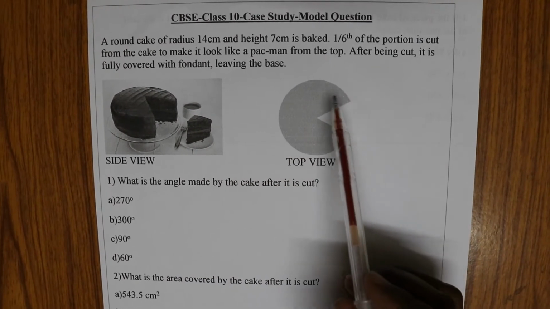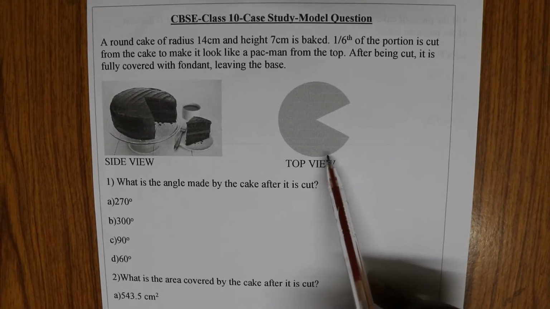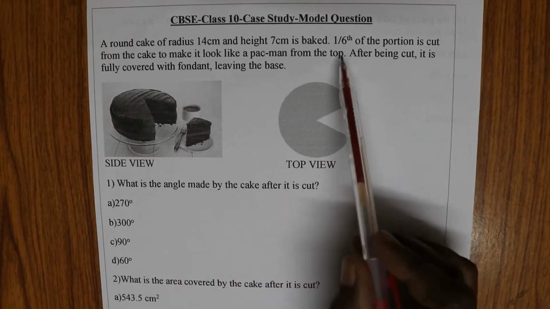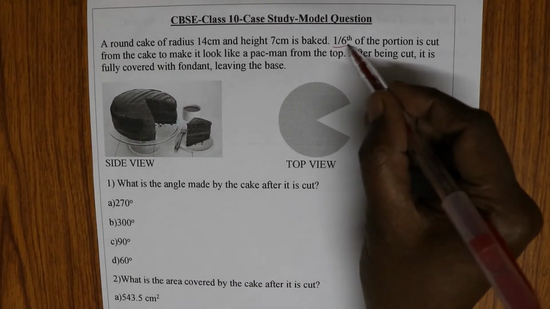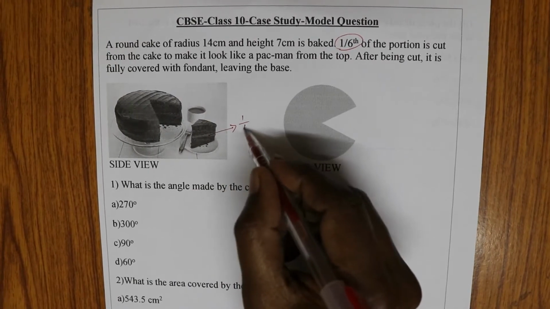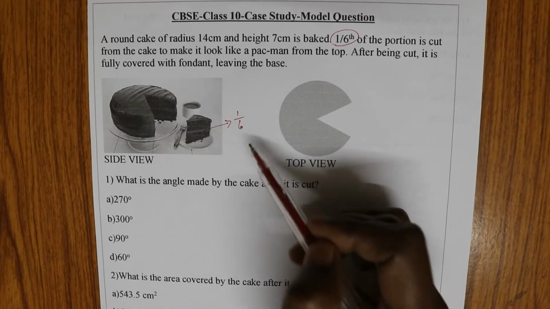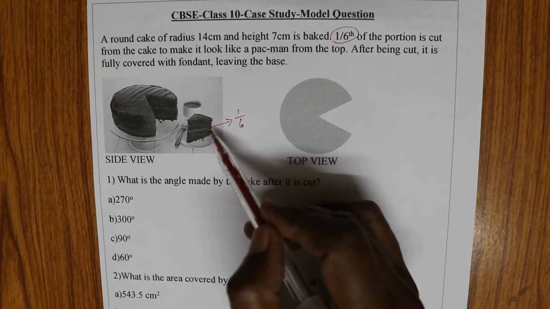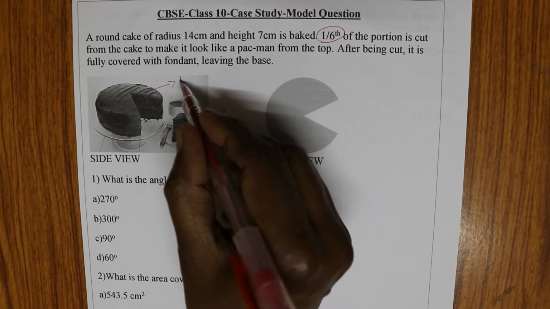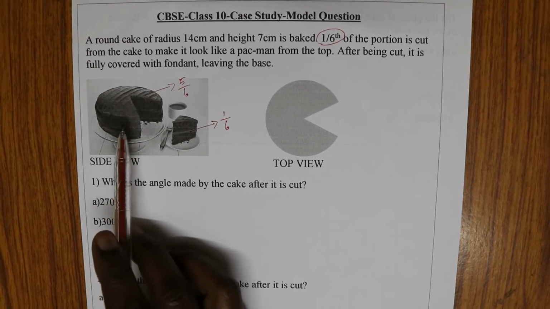I believe that you must have seen this symbol where we play a game called Pac-Man. This is called the Pac-Man logo. So this cake, after cutting 1/6 of the portion, can you see here 1/6? So this portion which is cut and taken out is 1/6 of the cake. So how much remaining cake will be here? Out of 6 portions, 1 portion is being cut and taken away. So how much portion will be here? 5/6 of the portion is the actual cake that is remaining.